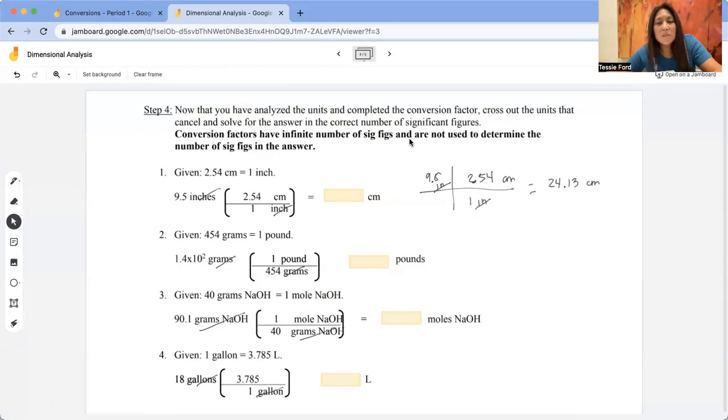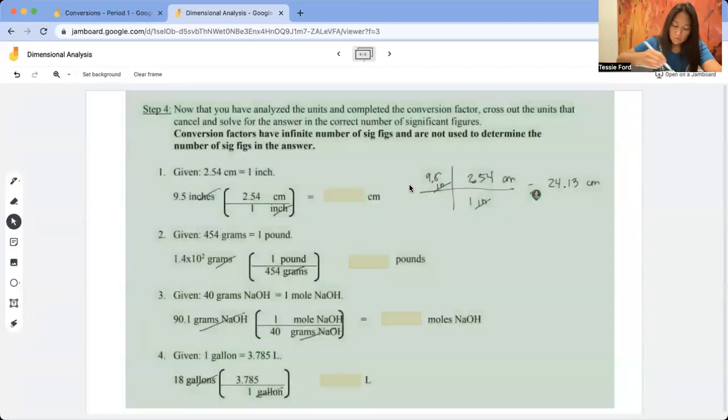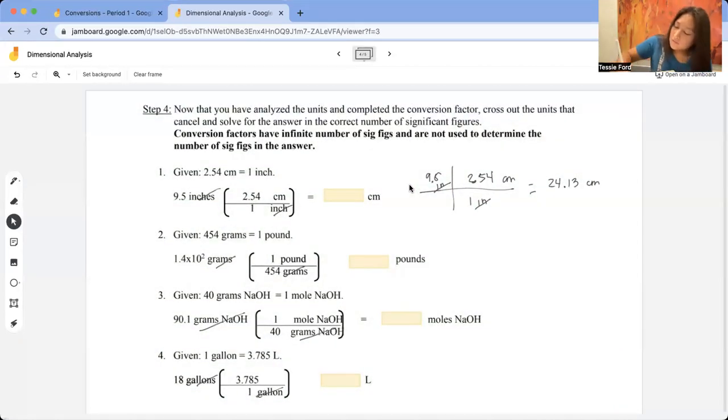No, because we want to pay attention to sig figs rules. So according to sig fig rules, since I'm multiplying, I take the least number of sig figs. 9.5 has 2 sig figs, 2.54 has 3. So my answer should be in 2 sig figs. So the answer is going to be 24 centimeters. Yay.